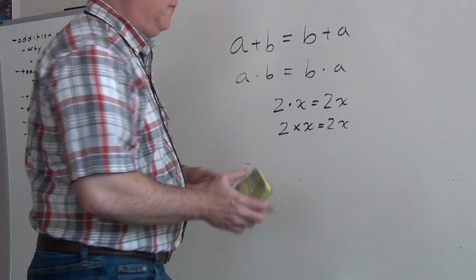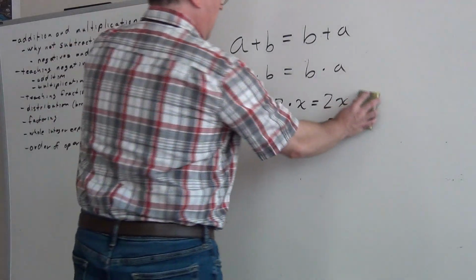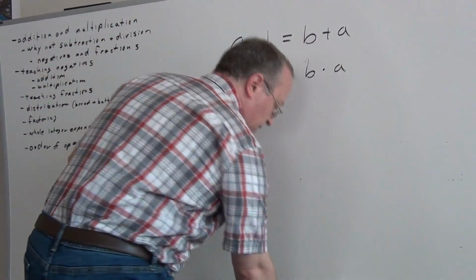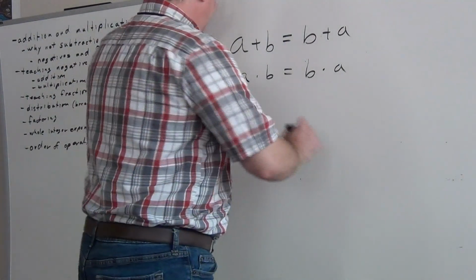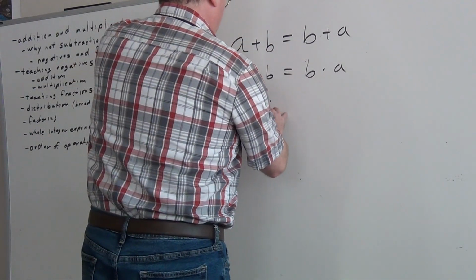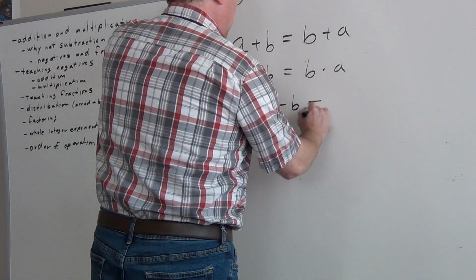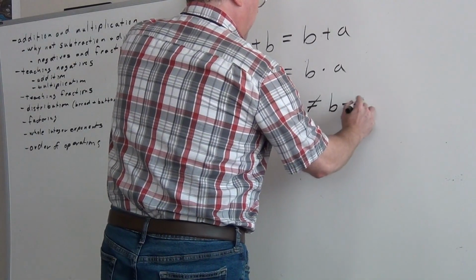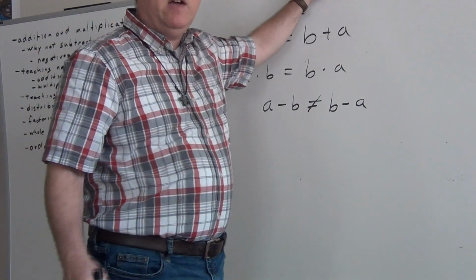Okay, now back to subtraction and division. Why is it a shorthand? Well, why is it bad? In general, unless A and B are the same number, A minus B does not necessarily equal B minus A. In fact, they're the negatives of each other.